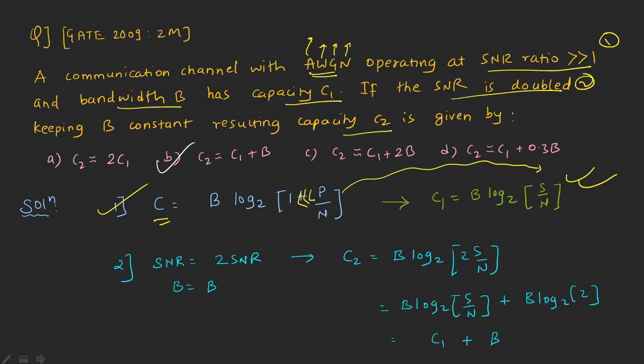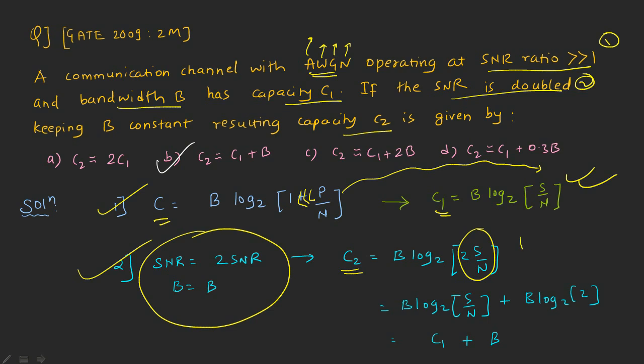C is changed to C1 because that was for condition 1. Now the condition is changed, that is the second point: SNR is twice the SNR and bandwidth is equal to bandwidth, no problem. So if I do that, I will get the channel capacity C2 equal to bandwidth times log to the base 2 of twice S by N, because they are doubling the ratio. I can split this using the log concept: log of AB is equal to log of A plus log of B. I'm using that concept. So this is my first term, this is my second term, and splitting that, I will get this, correct?